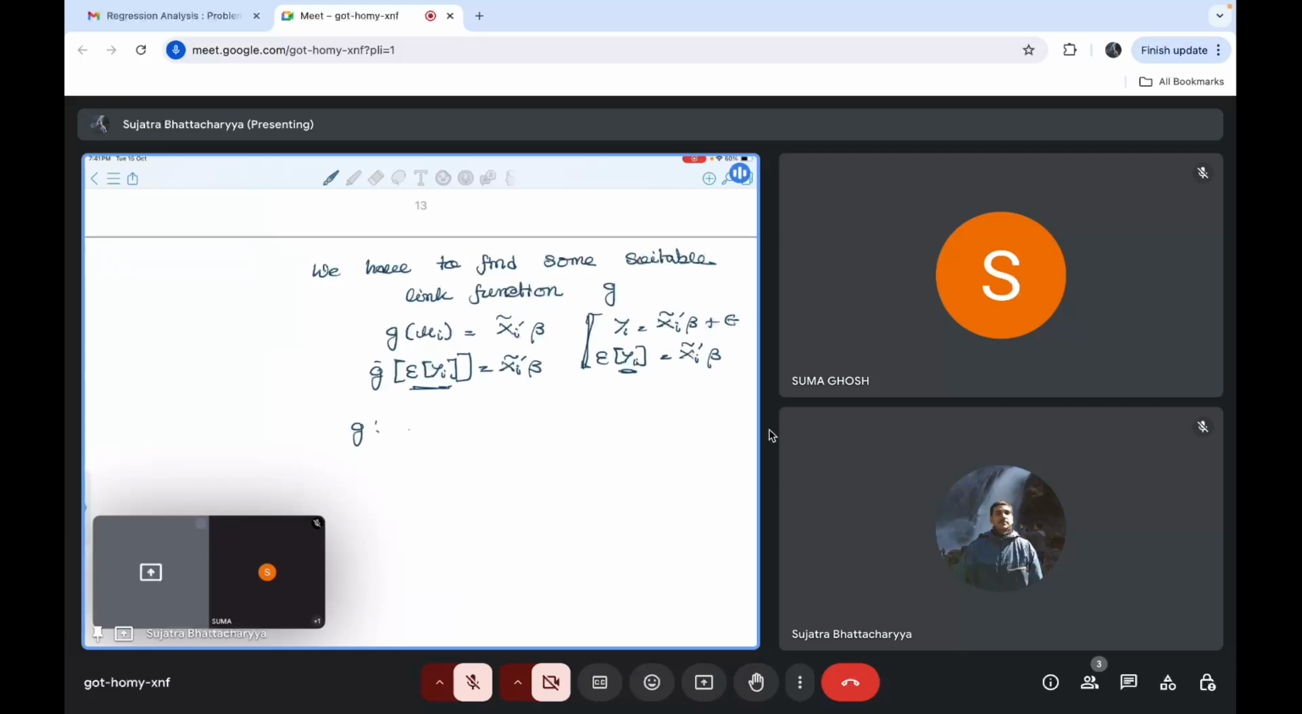So g is what? I've defined it, but still, again, this is nothing but the link function. And you will see that this link function is generally considered as the natural parameter. We will write it later.